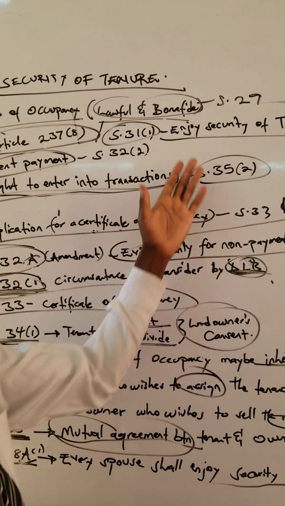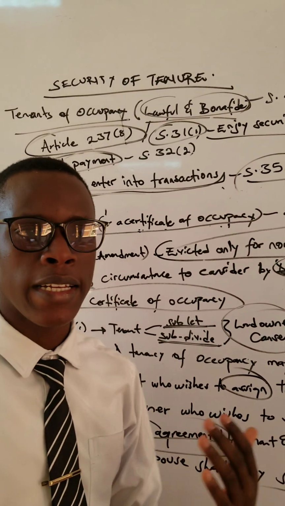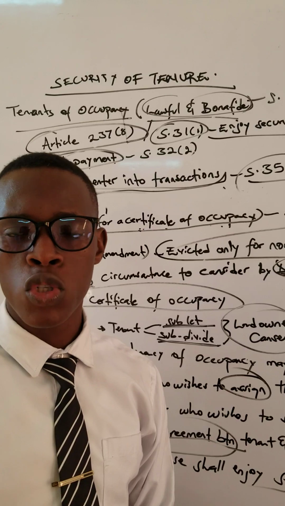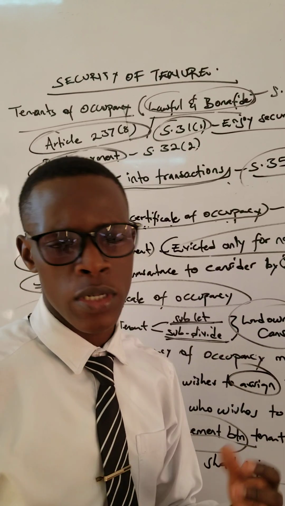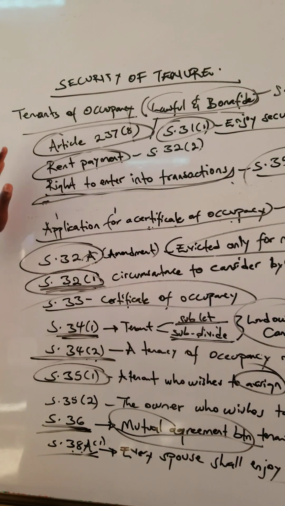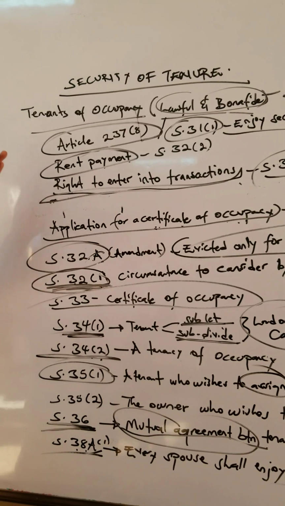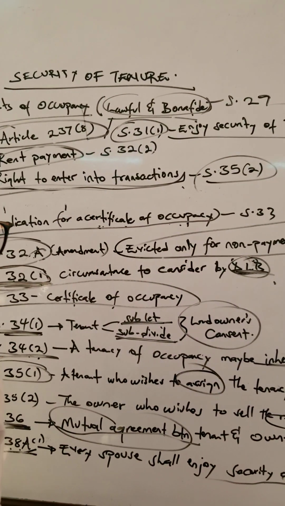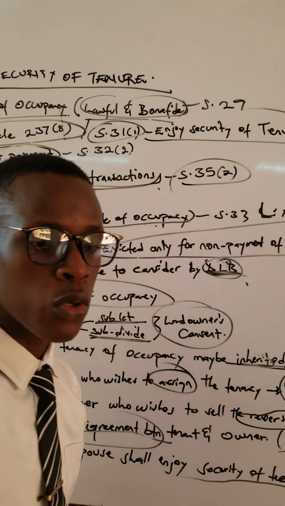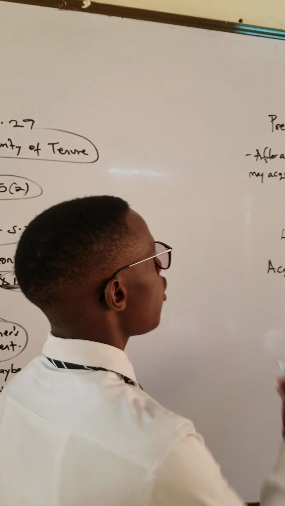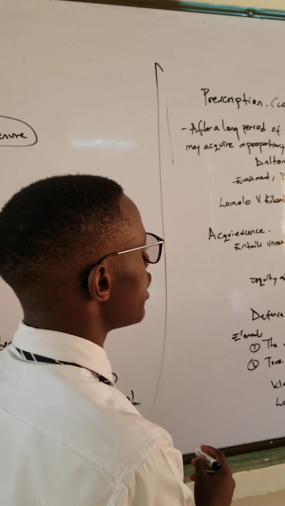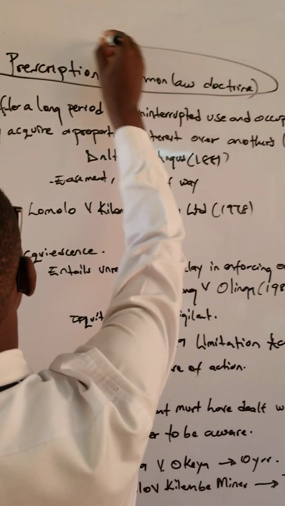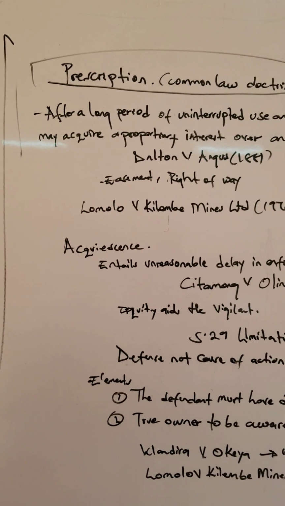So when you read through, these portray the tenants by occupancy, the lawful and the bona fide occupants. So basically note that in mind. This is what the tenants by occupancy calls for. Then we shall go to what they call prescription. We shall go to prescription basically. So when you go to prescription here, what you have to bear in mind is that it was a common law doctrine, or it is a common law doctrine.